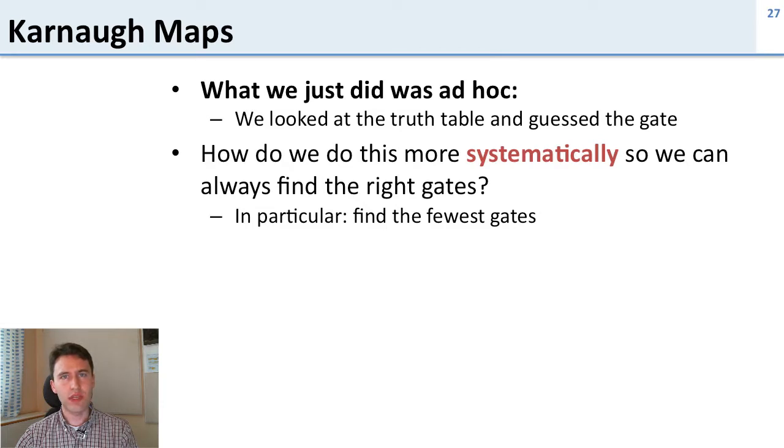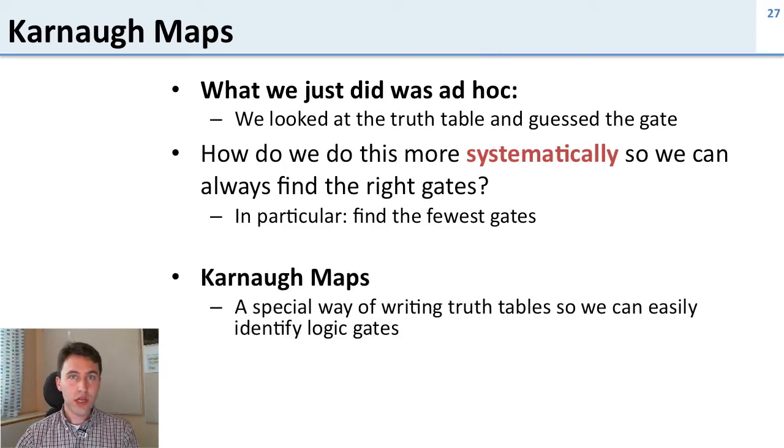And in particular, we'd like to be able to find the fewest gates for a particular truth table. And this is important because the fewer gates means you use up less area on the chip and your circuit runs faster. So what we're going to talk about is a technique to do this called Karnaugh maps.